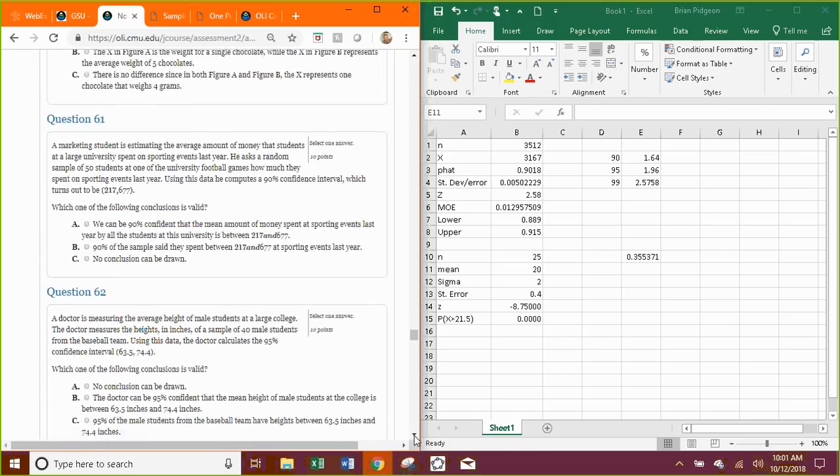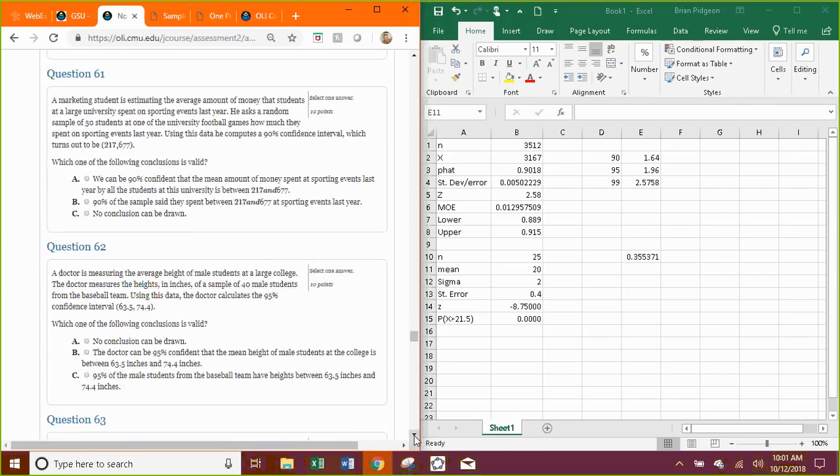That's the same thing. Exact same question. Okay. A marketing student is estimating the average amount of money that students at a large university spent on sporting events last year. He asked a random sample of 50 students at one of the university football games how much they spent on sporting events last year. Using this data, he computes a 90% confidence interval, which turns out to be 217 to 677.